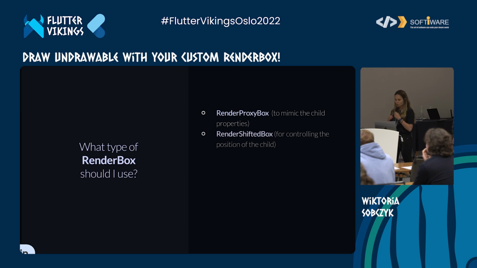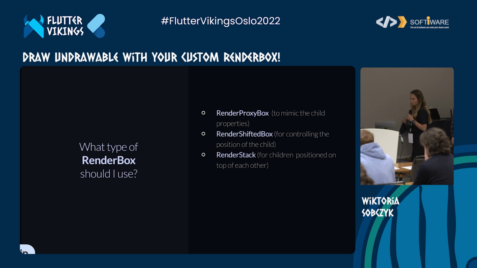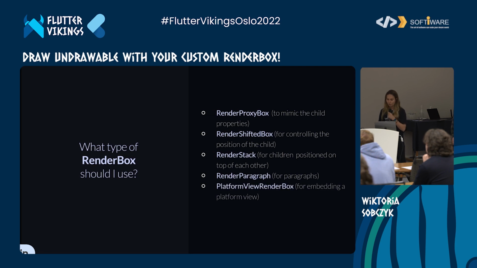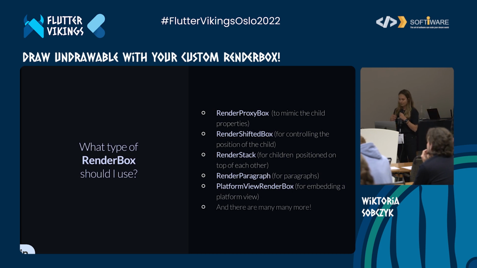We have a render shift box that allows us to control the position of our child. And we have render stack, which will be helpful for children that are positioned on top of each other. And we have render paragraph for rendering paragraphs. We have platform view render box, which is for embedding a platform view. And we have many more that I've mentioned earlier.